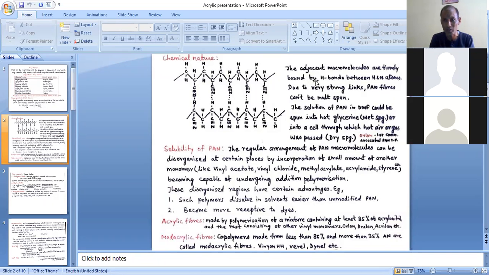So the adjacent macromolecules are firmly bound by hydrogen bonds between the hydrogen and nitrogen. When the hydrogen of one molecule comes near the nitrogen of another macromolecule, a bond is formed between this nitrogen and hydrogen.